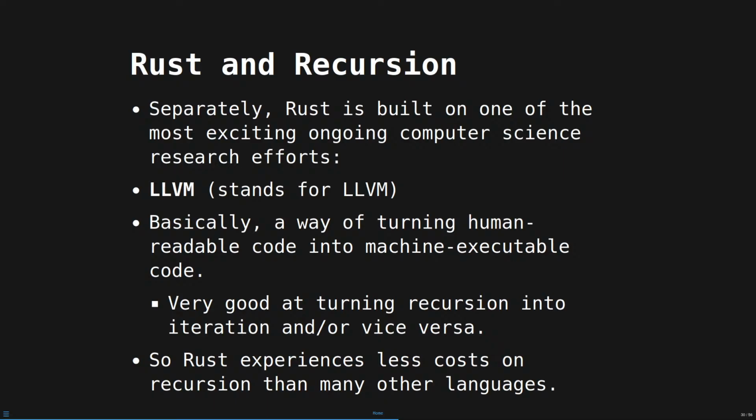So, Rust is built on top of what I think is the most important ongoing project in computer science in the United States. There might be things outside the United States that are more important. It is the LLVM. Stands for nothing. It used to stand for something, and I'll give you a hint: low-level virtual machine. It's not a low-level virtual machine, and they didn't want to change the name, so now it doesn't stand for anything.